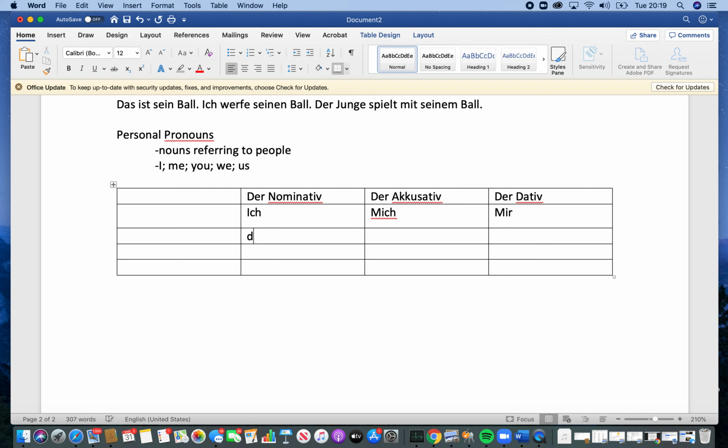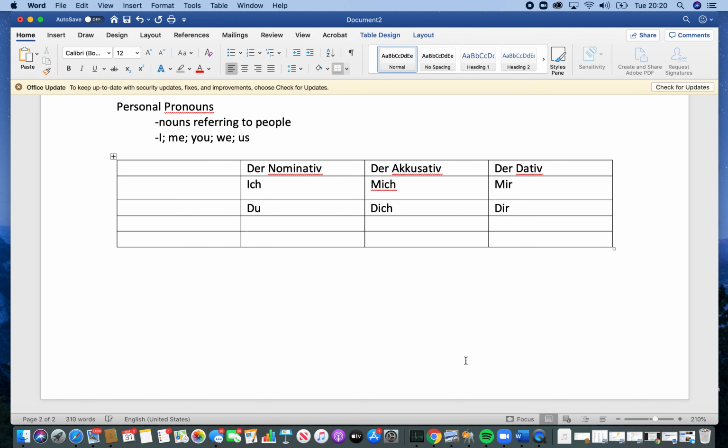So then we have du, our singular informal pronoun, you. We have dich. Und dann dir. And you don't have to capitalize these. My computer's just doing it automatically. Thank you, Microsoft Word. So ich, mich, mir, du, dich, dir. Have er, he, ihn, ihm. So der Junge, er spielt mit seinem Ball.